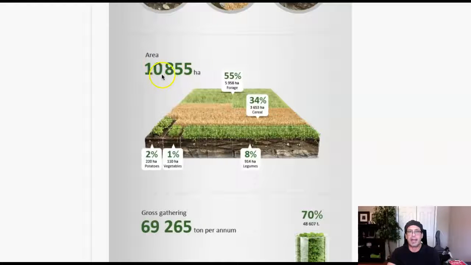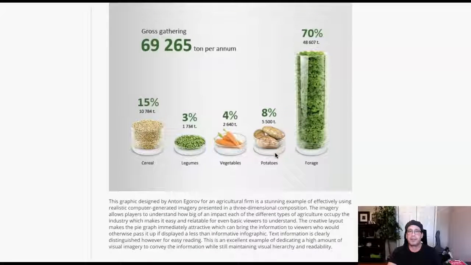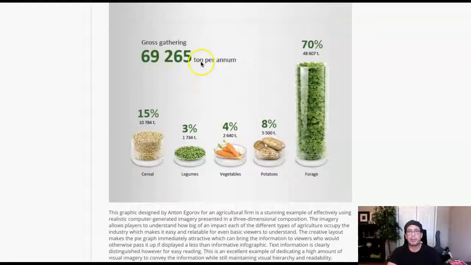And then there's no comma here, so we don't know, is this 69 and 265, or is it 69,265? It's very difficult. Then it says gross gathering per ton annum, 3% legumes. Again, and I don't mean to sound discouraging, I'm just really lost with this infographic.